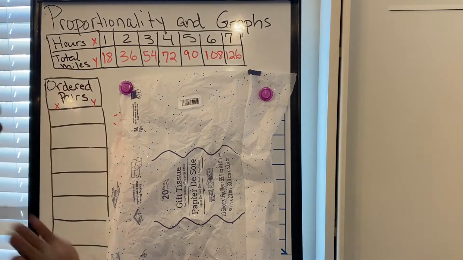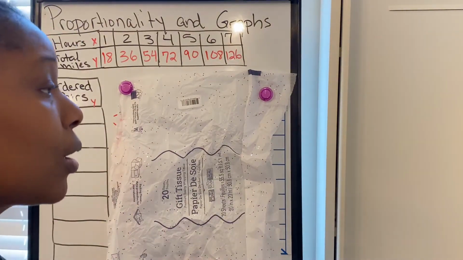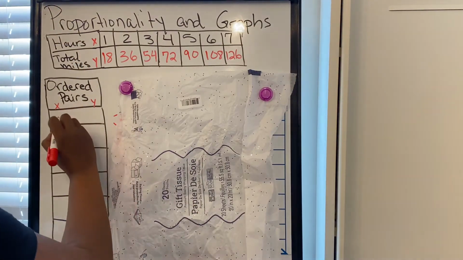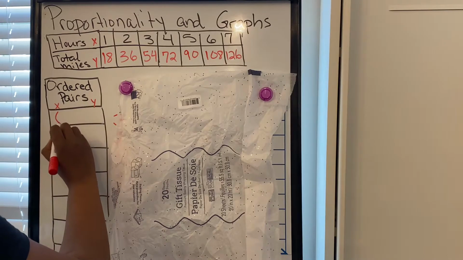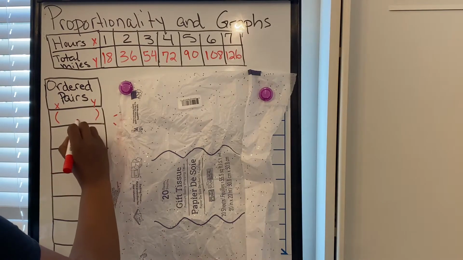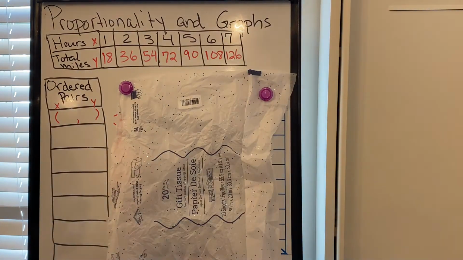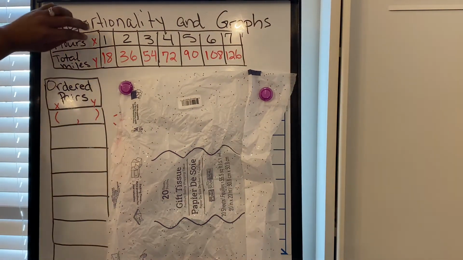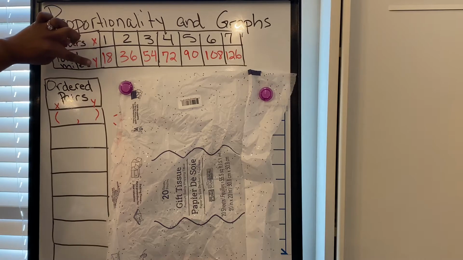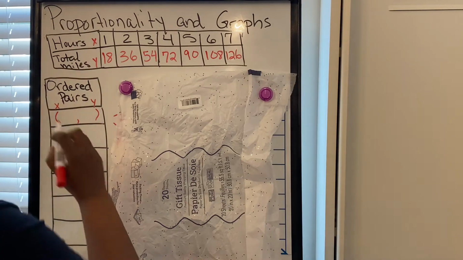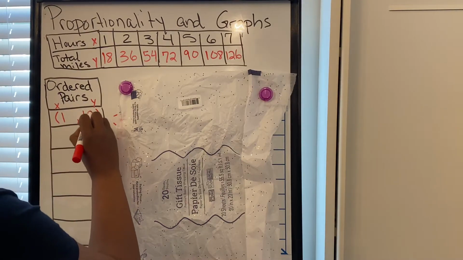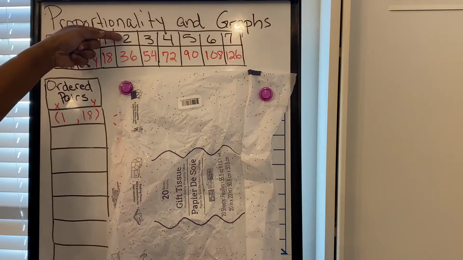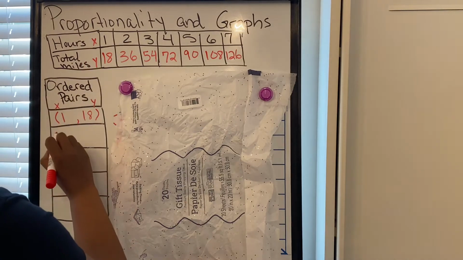So, ordered pairs. Remember, your x goes first, and then your y. I put my ordered pairs in parentheses, like that, and I separate it with a comma. Remember that? I hope so. So my first ordered pair is going to be my x and my y: 1 and 18. That's simple enough. My next ordered pair is 2 and 36.